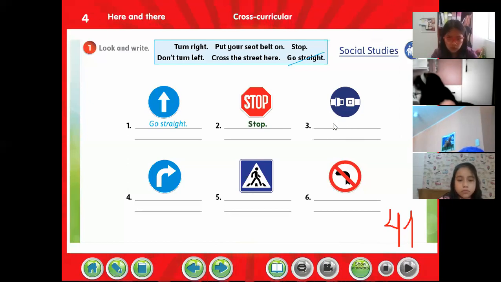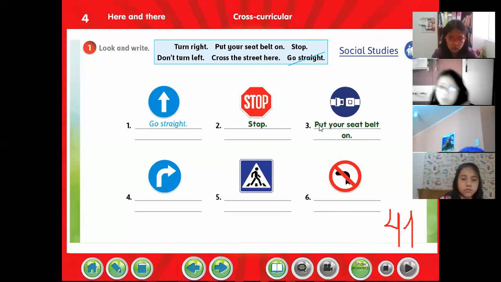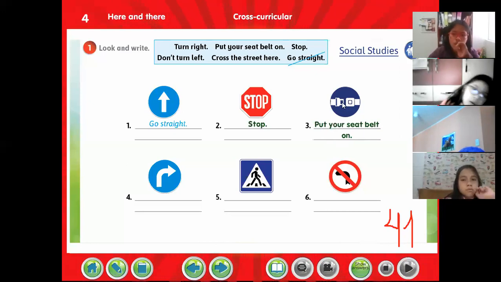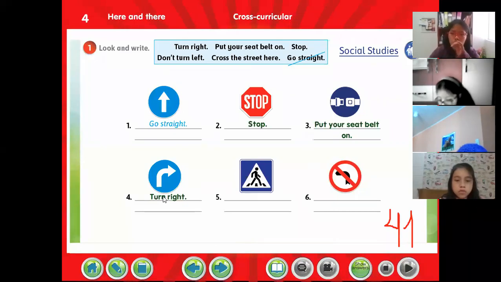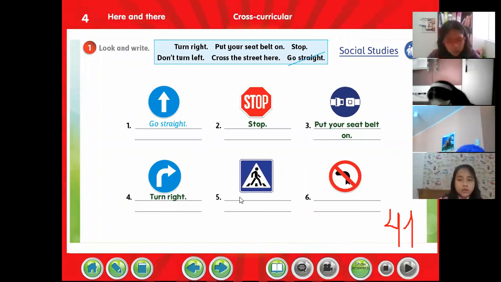Girls, boys, this is put your seatbelt on. When you are in a car, you need to put your seatbelt. This is a seatbelt in English. Yeah, this other word, the number 4 is turn right. Okay, to the right. The number 5 is cross. This is cross, cruzar. Cross the street here. Cross.